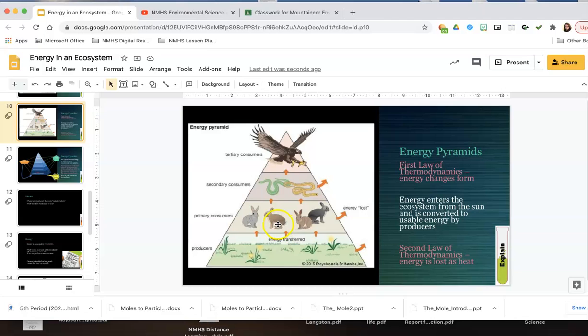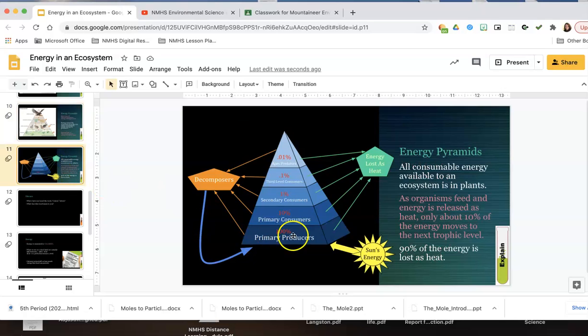And then what happens? Well, then snakes eat the rabbits. And again, only 10% of that energy is transferred. Now look at this. If we're starting out with 100%, starting out with plants, only 10% make it to rabbits. And then only 1% makes it to secondary consumers. And only 0.1% to third level consumers. And then 0.01% to apex predators.